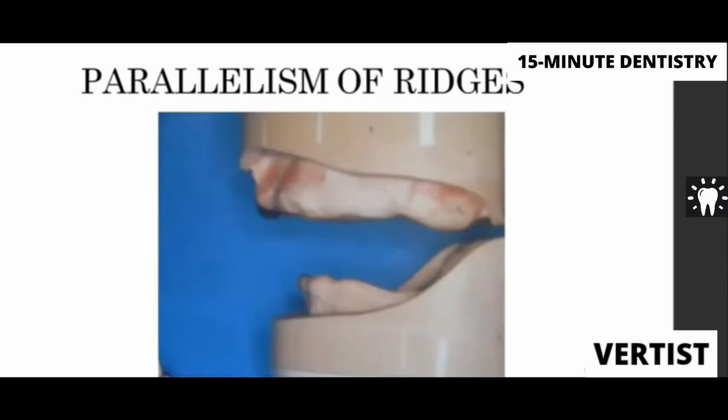Now there is another way to know whether your vertical dimension is right, but this is after you mount the cast on the articulator. When you mount the cast on the articulator with the rims, and you remove the record bases and the rims and observe the mounted cast from the side, you will observe that the maxillary ridge is parallel to the mandibular ridge. That's an indication that your vertical dimension of occlusion is right. So this is another checkpoint which you can use when you mount the cast on the articulator and see from the side that your ridges are nearly parallel to each other.